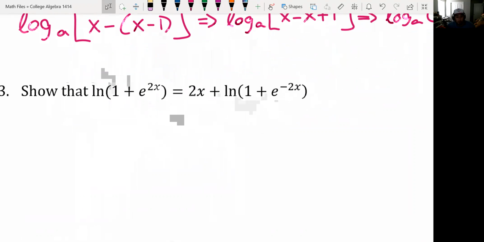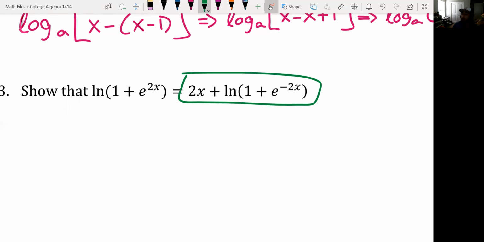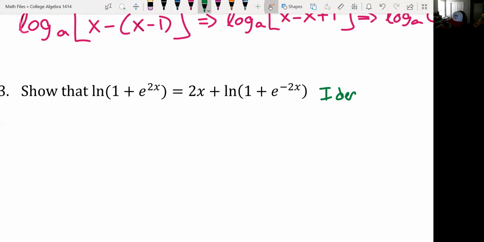let's see, show that the natural log of 1 plus e to the 2x is equal to 2x plus the natural log of 1 plus e to the negative 2x. Okay, we got this. Of course, this is an identity, so we're going to start with the right side. This is another identity. So we're going to say proof by right.